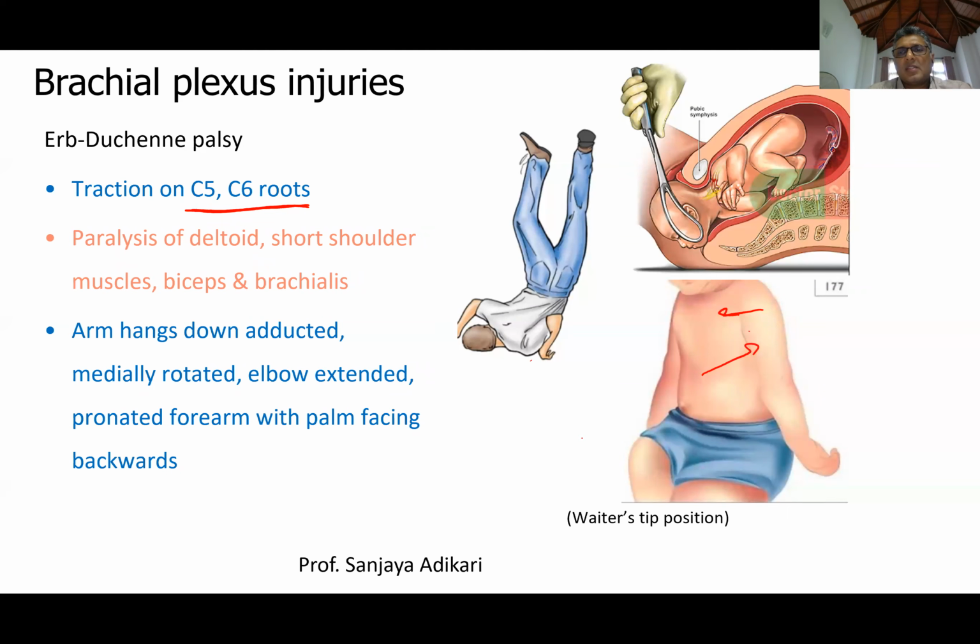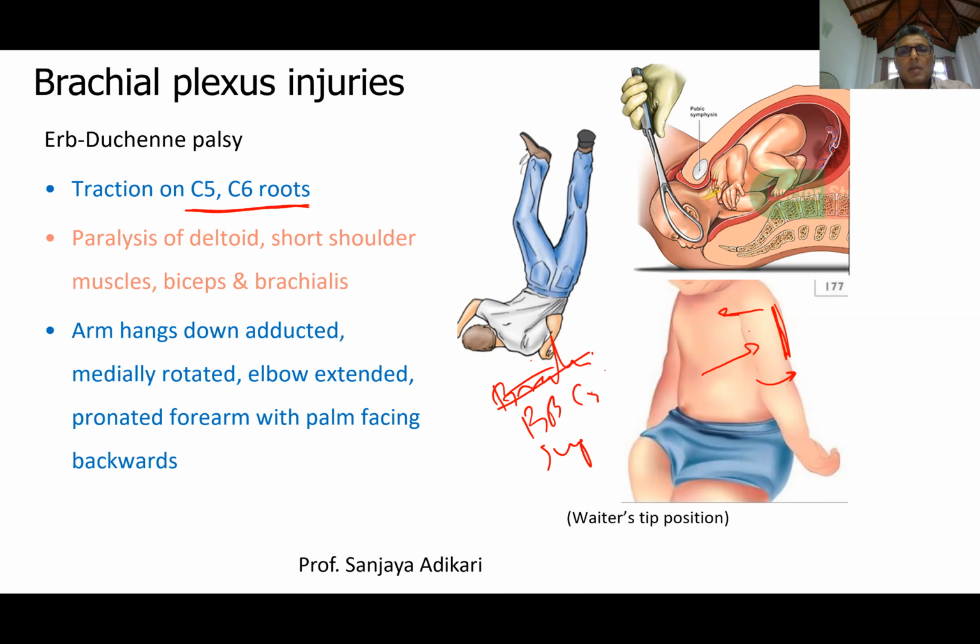Because of C5 and C6 gone, biceps and brachialis are paralyzed. So the triceps is C7 and C8. It's intact, so you get the extension of the elbow joint. Then the strong supinators are the brachialis, the biceps brachii, and supinator.